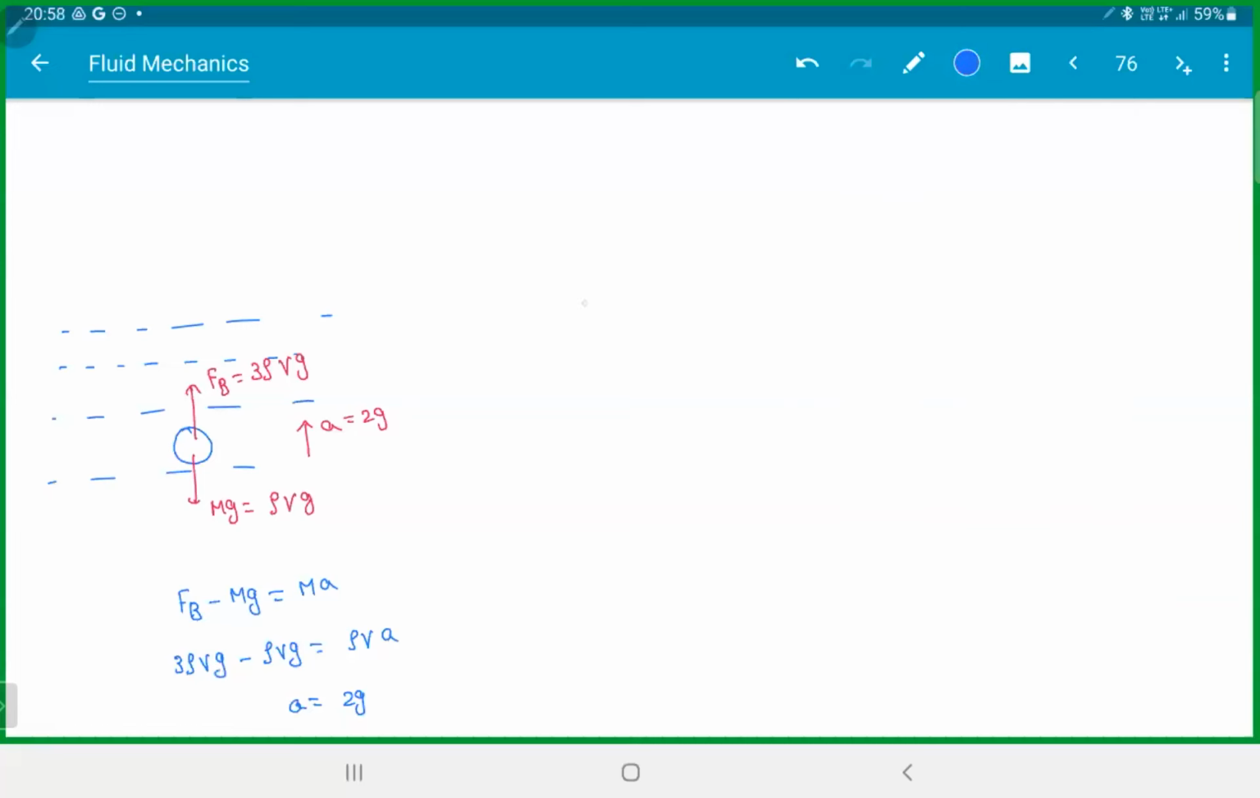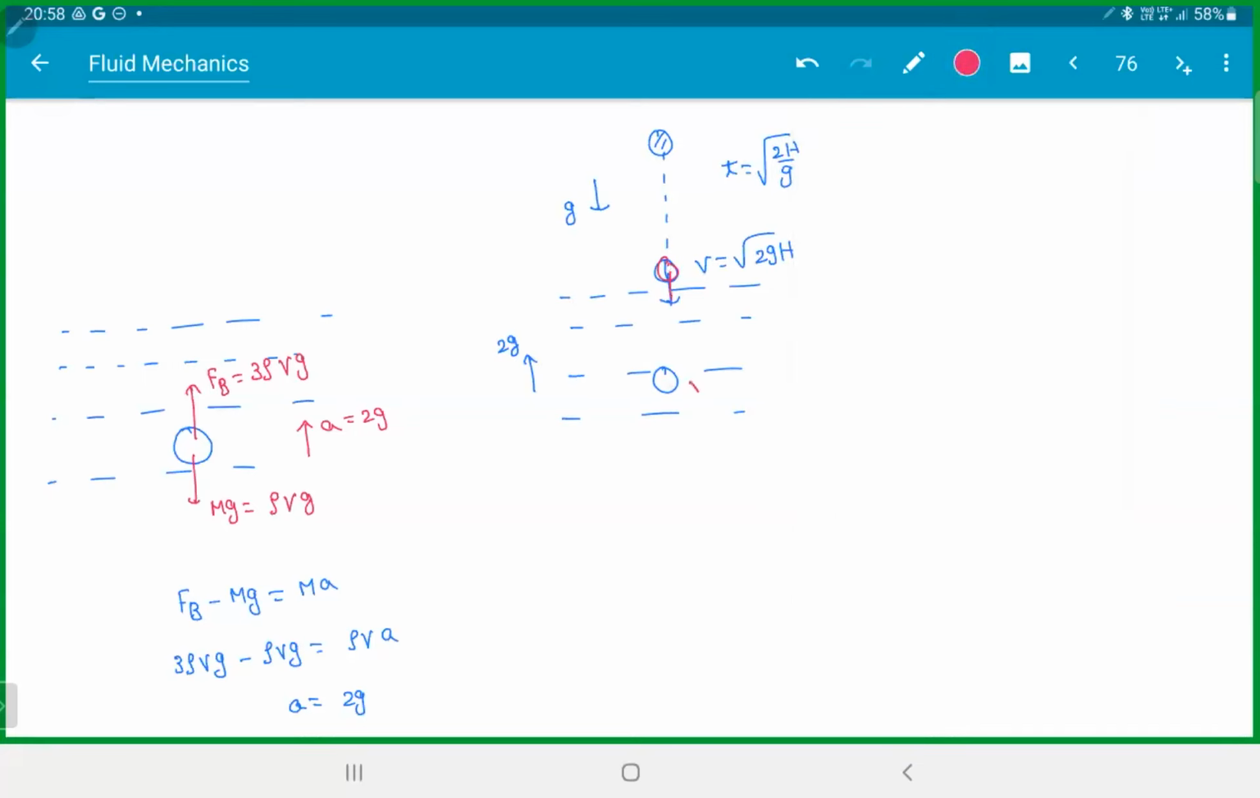So now if you look at the whole motion here, when you are in the air, acceleration is g. When you are in the liquid, your acceleration is 2g backward. So when you're falling here, the time taken will be root over 2h by g. And at this point, the velocity will be root 2gh. Right? V square minus u square is 2as.